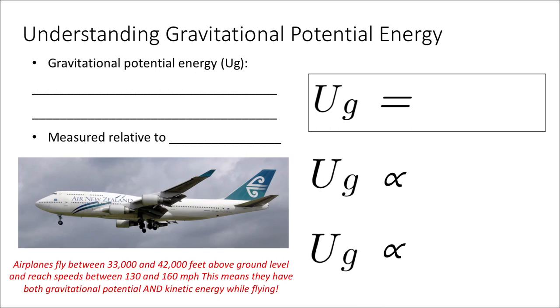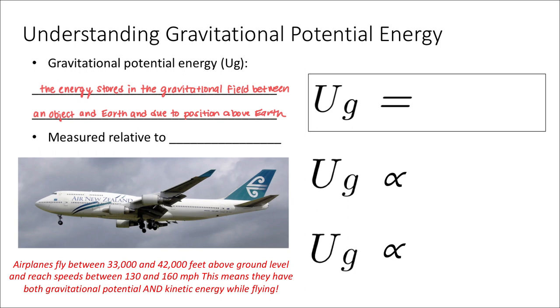All right, let's take a look at calculating the gravitational potential energy of an object. The gravitational potential energy is defined as the energy stored in the gravitational field between an object and the Earth, and is stored in that field because that object is some height above the Earth.